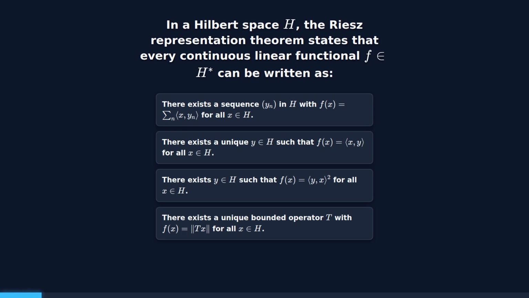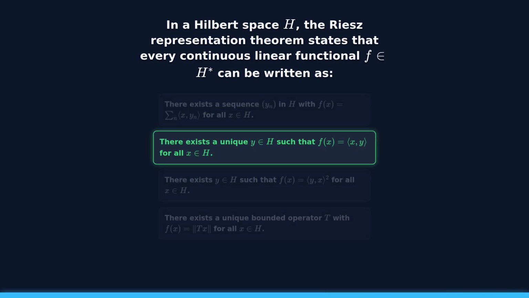In a Hilbert space H, the Riesz representation theorem states that every continuous linear functional f in H* can be written as: there exists a unique y in H such that f(x) equals the inner product of x and y for all x in H.